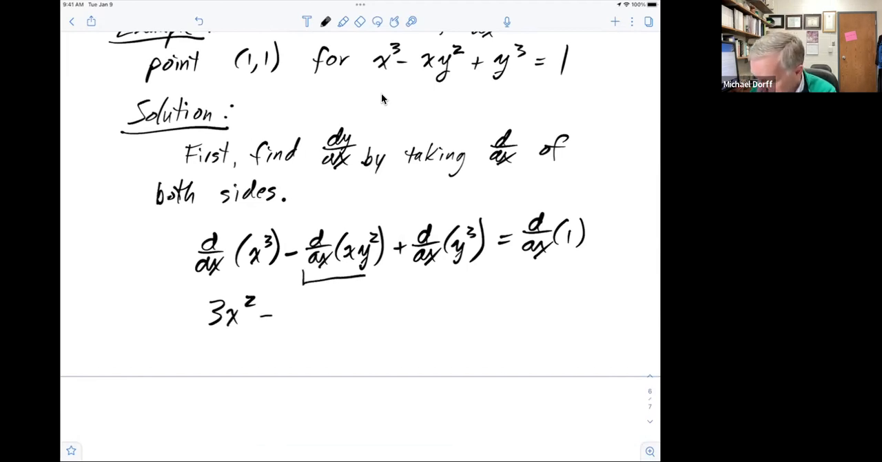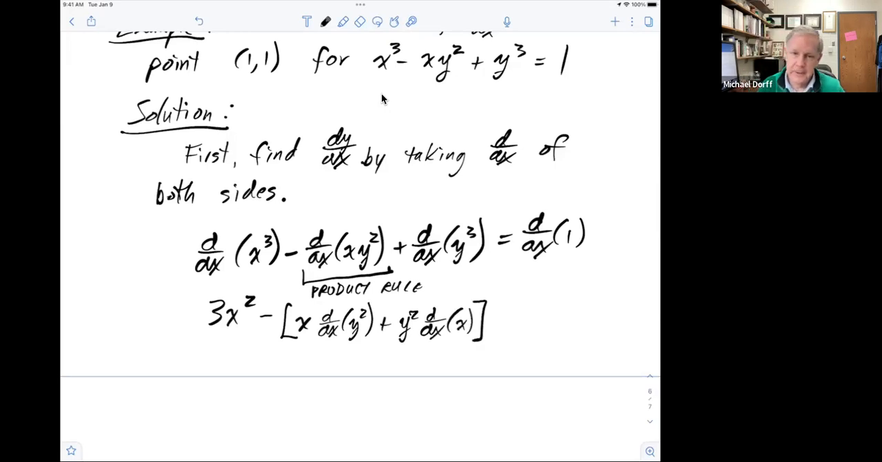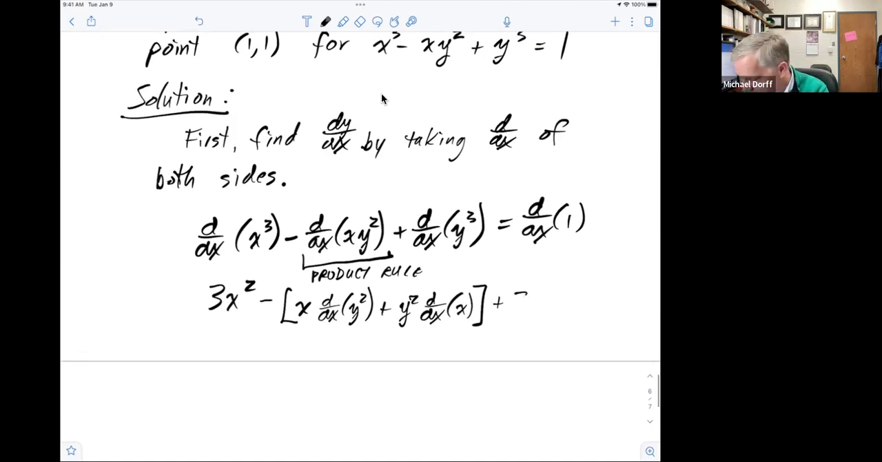Now I notice I'm going to have to do the product rule again. So when I do the product rule, this is going to be big square bracket because I had that minus in there. It's very important to have the big square bracket there. So you keep that minus sign and distribute it through everything when you get done taking the product rule. So I'm going to have x times ddx of y squared plus y squared times ddx of x, right? It's the first times the derivative of the second plus the second times the derivative of the first. And then I have ddx of y cubed, which is 3y squared with a dy dx. And on the right-hand side, I've got 0.